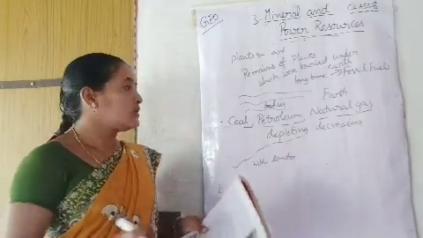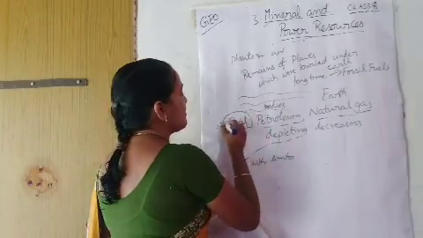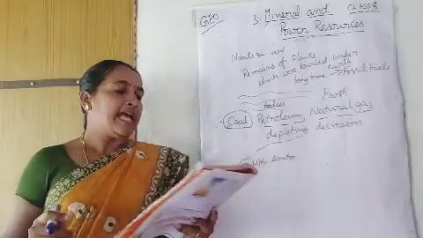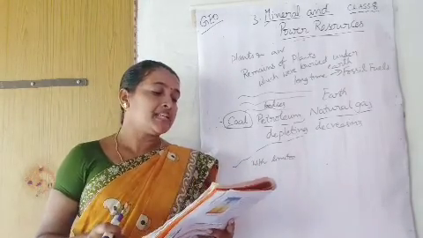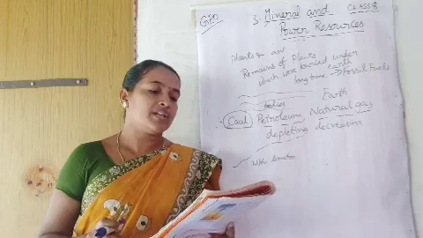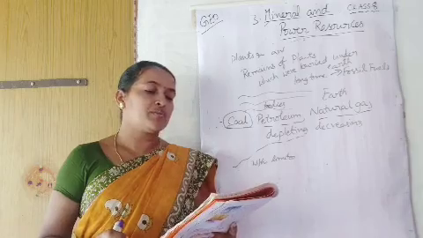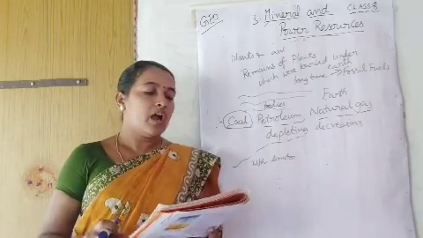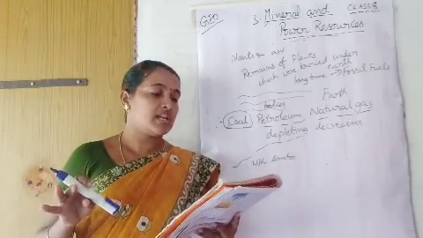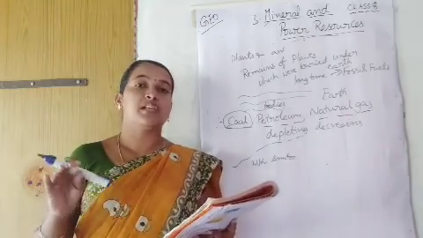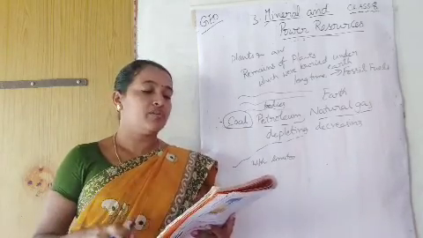Next, coal. Till now we have spoken about firewood. Now let's see about coal. This is the most abundantly found fossil fuel. It is used as a domestic fuel and in industries such as iron and steel, steam engines, and to generate electricity. We have thermal power plants, and there we use coal.